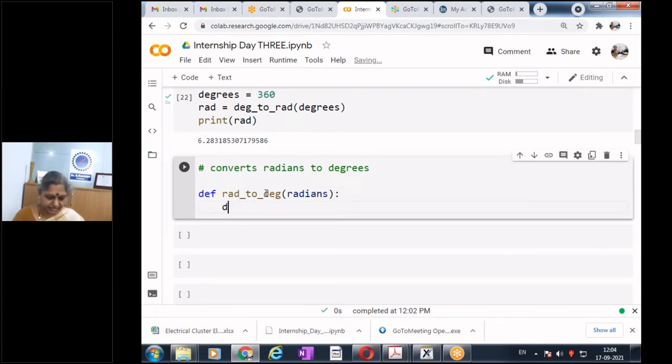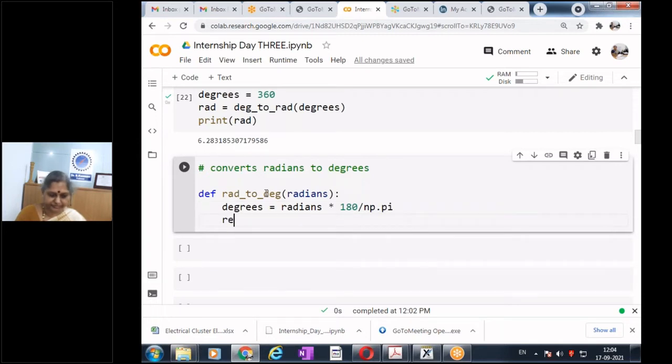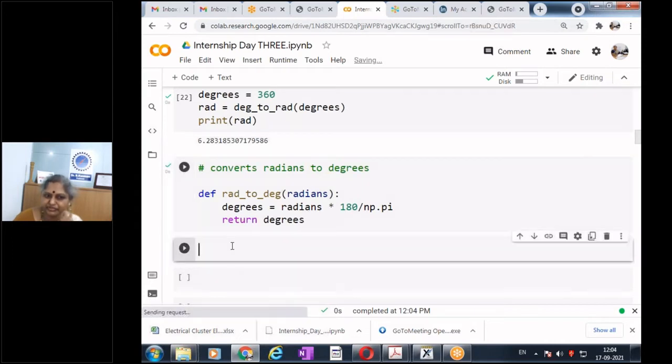So what is my answer? Degrees. It's going to give out degrees. And how do I get the degrees? I need to convert the radians. I need to multiply it by 180 and divide it by pi, and then it should return degrees. So this is a function which will take in radians and give out degrees. I'm multiplying it by 180 by pi. Let's run it.